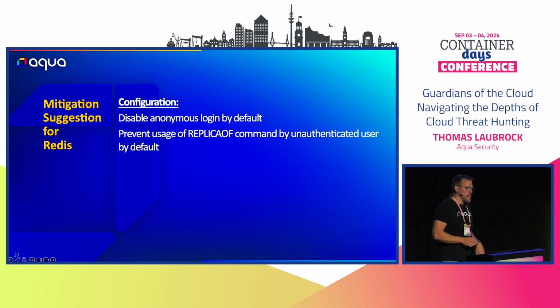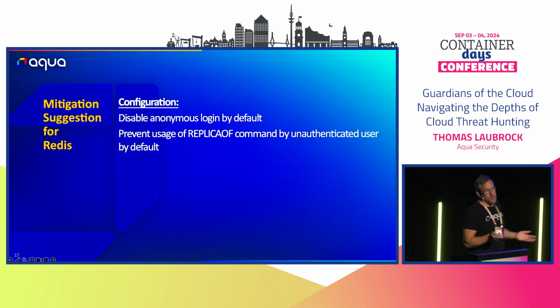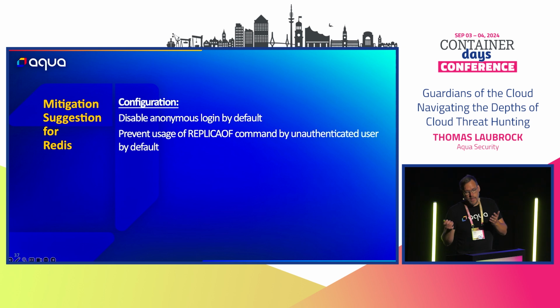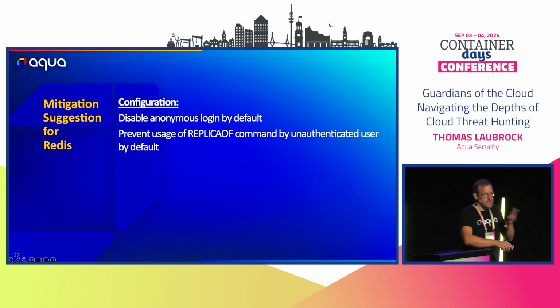Mitigations, right? If you need to expose your Redis, don't leave this port unauthenticated. It is a simple advice. It should be very obvious, but as we have seen, it is very common that you find this in the wild. Yeah, the replication command, you can disable this in Redis if you don't need this, right? Depending on your setup, right?